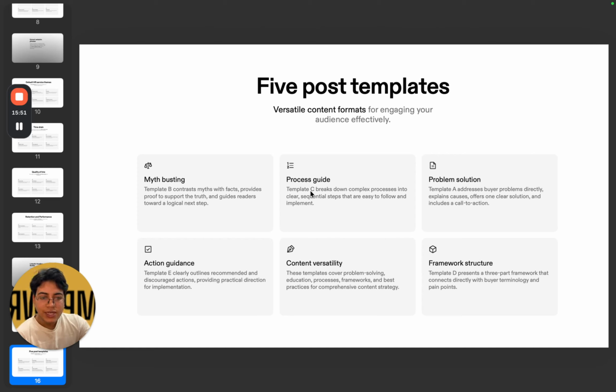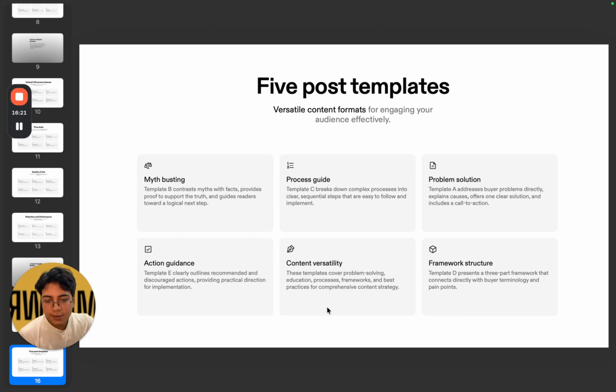Then we have a process guide, in which you can break down complex processes into clear, sequential steps that are easy to follow and implement. Then we have problem solution. You can address buyer problems directly with their phrases, and explain causes, offer insight, and give one clear solution. Then we have another template which clearly outlines recommended guidance and discouraged actions, providing practical direction for implementation.